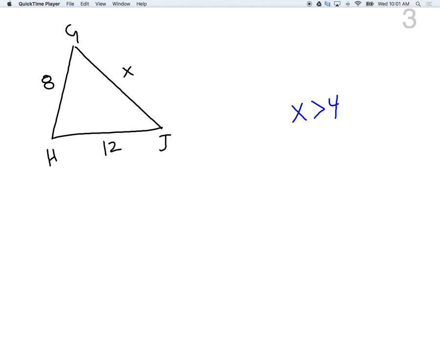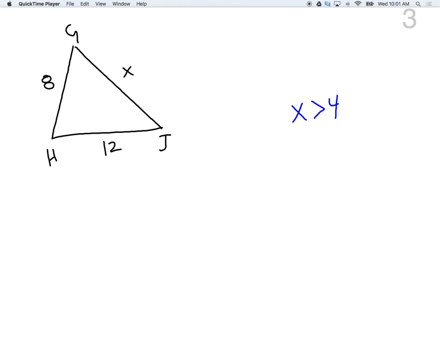Could you say that again? If we make the number more than 12, then that'd be the longest side. Wait, slow down, you're speaking at the speed of sound. Okay, so if we make X the longest side, it's got to be greater than 12.